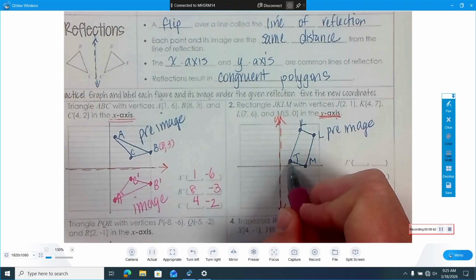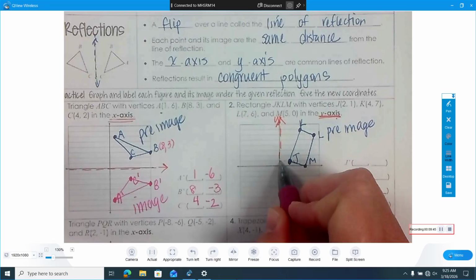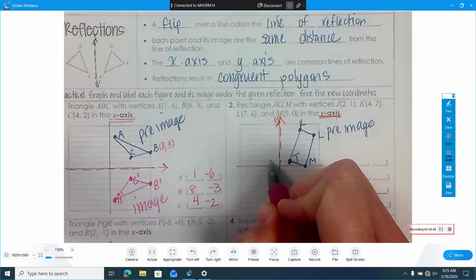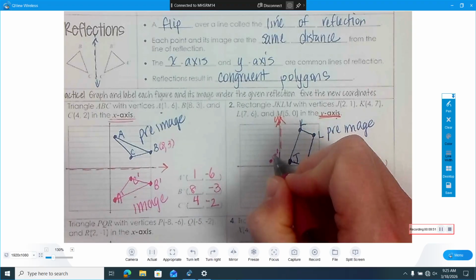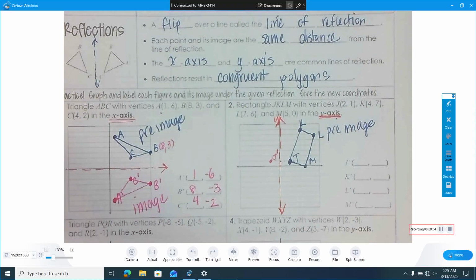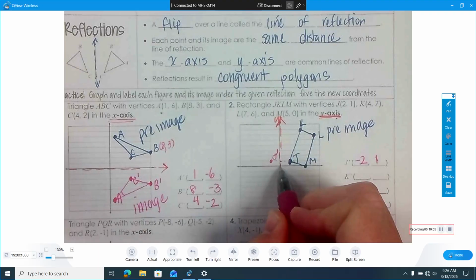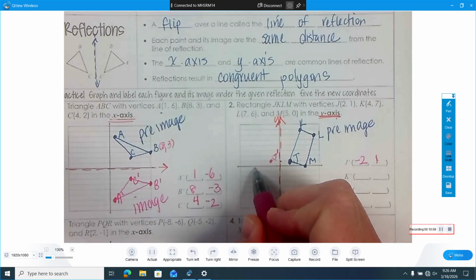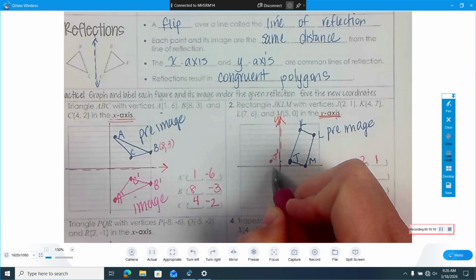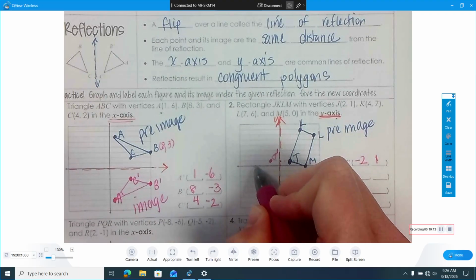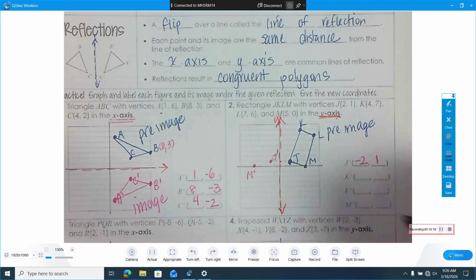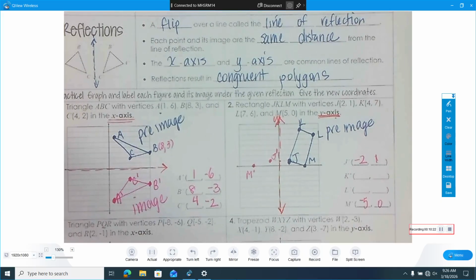So let's look at point J. Point J needs to move 2 spaces to the line of reflection and 2 away. What is J prime's new ordered pair? -2, 1. Very good. M has to go 5 spaces to get to the line, and it's going to go 5 away. So what's M prime's new point? -5, 0. Very good.